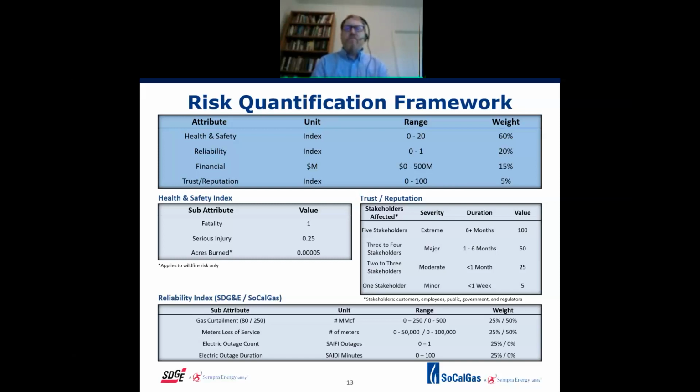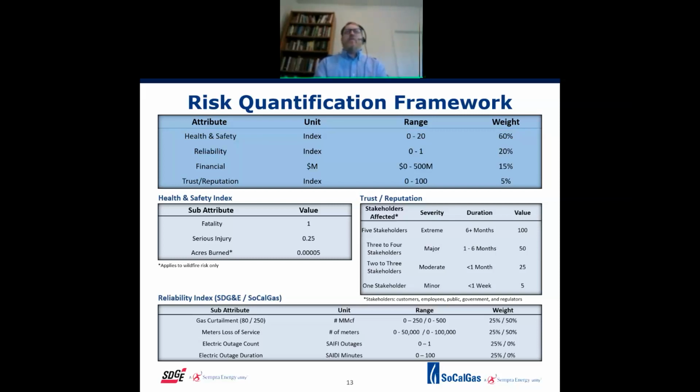And then kind of circling around to the trust and reputation, this is a new attribute, as I mentioned. And the way we're looking at it is in terms of stakeholder groups. So if you see the asterisk underneath that table, the stakeholder groups that we are interested in are customers, employees, the public, government, and regulators. And so the way that we're proposing to measure the trust and reputation is from the relationship with those stakeholders.